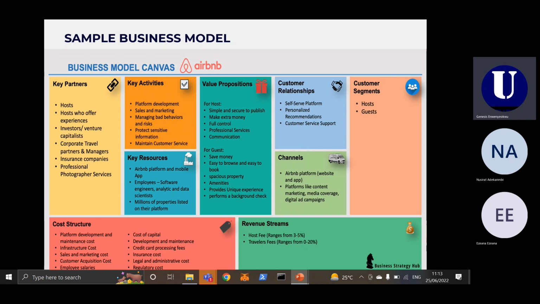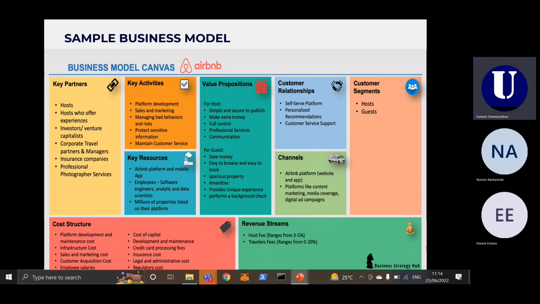For the guests, it is for you to save your money. Instead of you going to lodge in a hotel that is expensive, you can get a shortlet home on Airbnb. Easy to browse and easy to book. Spacious property, amenities, and all of that. For the customer relationship, we have their self-service platform and their customer service support. For channels, we have the Airbnb platform, both their website and their app. Platforms like their content marketing, media coverage, digital ad campaign.